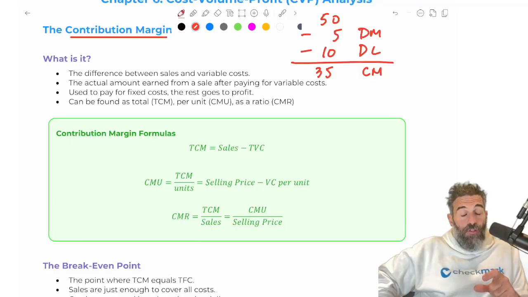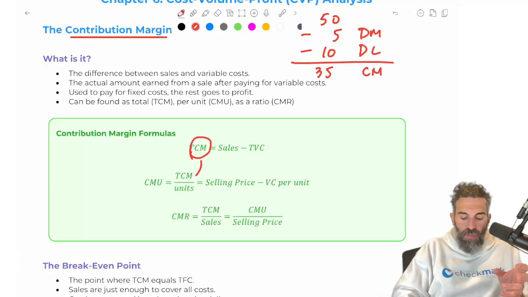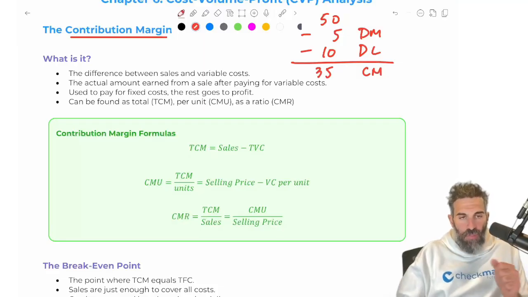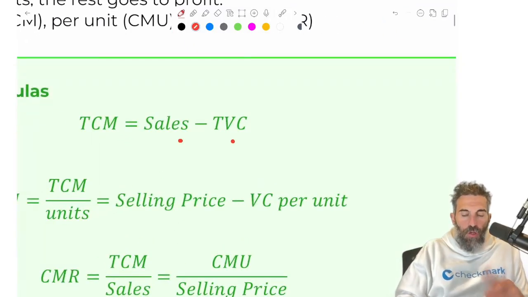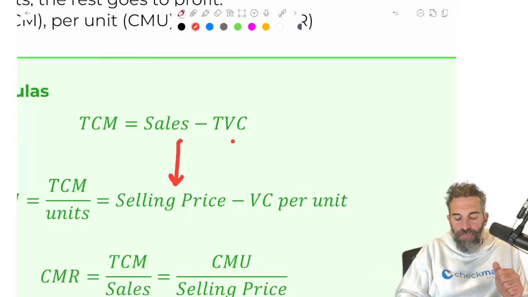You can also find it on a per unit basis, CMU, CM per unit. Two different ways to do this depending on what you're working with. You can take the total contribution margin and divide it by the number of units if you have that information. Or you take the same approach as this, but on a per unit basis. So instead of sales, it's selling price because the selling price is your sales per unit. And instead of total variable cost, it's variable cost per unit.